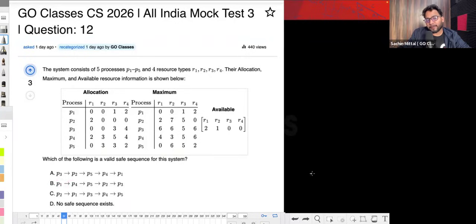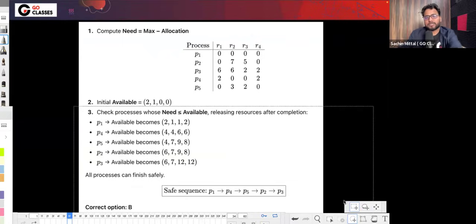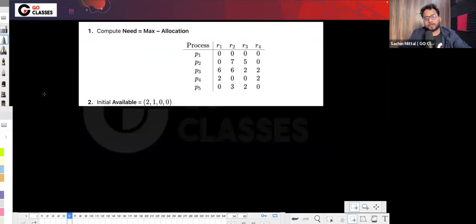So for that we first have to calculate the maximum future need. To calculate the safe sequence, we should know what the future need is. So what is the future need? This is the maximum, and this is currently allocated. So you just subtract, and then you will get the future need. Initially, the available is 2100. And these are the future needs.